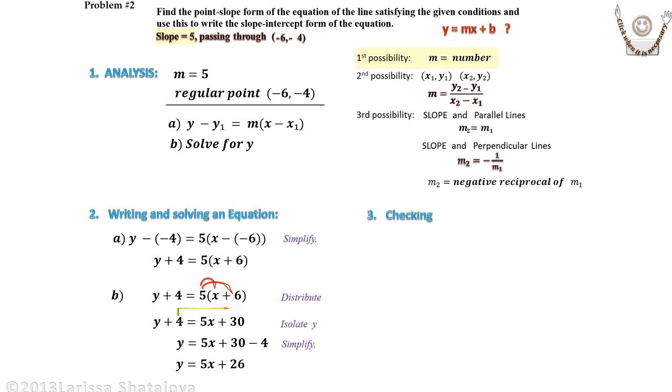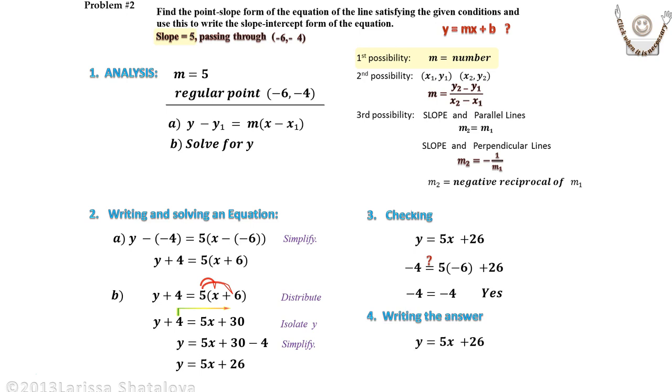Checking. Let's check, does this equation satisfy our point with coordinates -6 and -4 or not? We have to replace y by -4 and x by -6 and check, is left side equal to right side or not. If you simplify, you will see yes. And step number 4, now we can show our answer. Y is +5x and +26, where 5 is slope, or 5/1 is slope, and +26 is y-intercept.